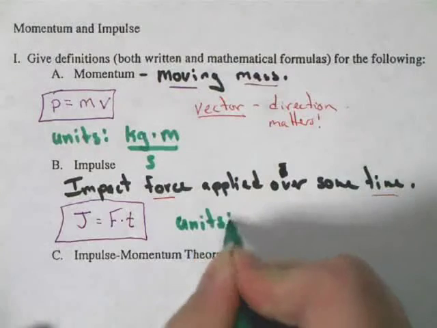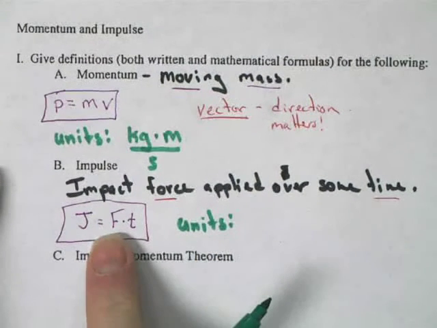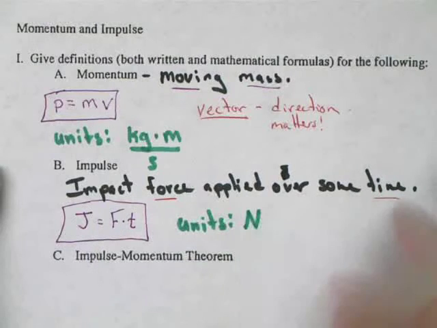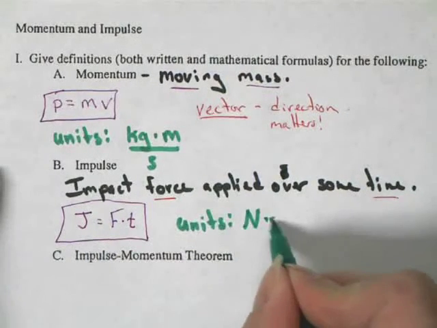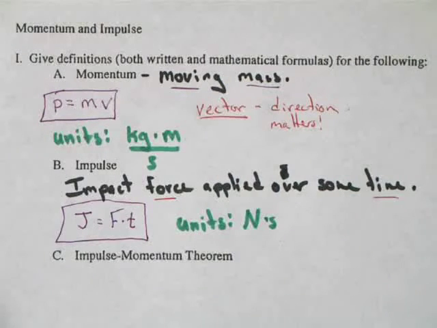Units. Well, what's the unit for force? Newton. What's the unit for time? Seconds. So it's a Newton second. So no new unit. Questions so far?